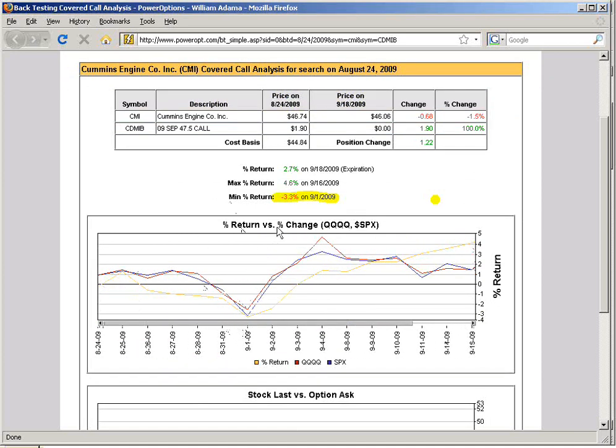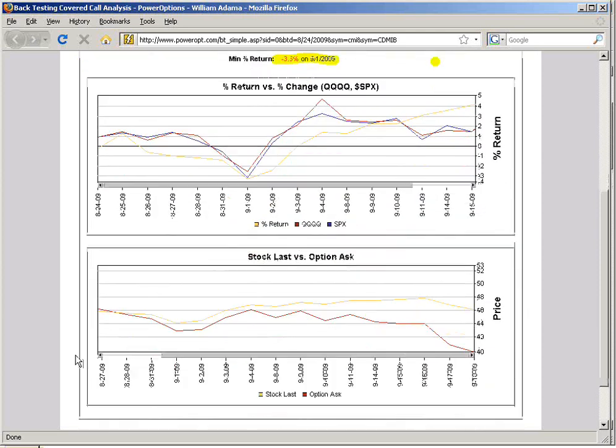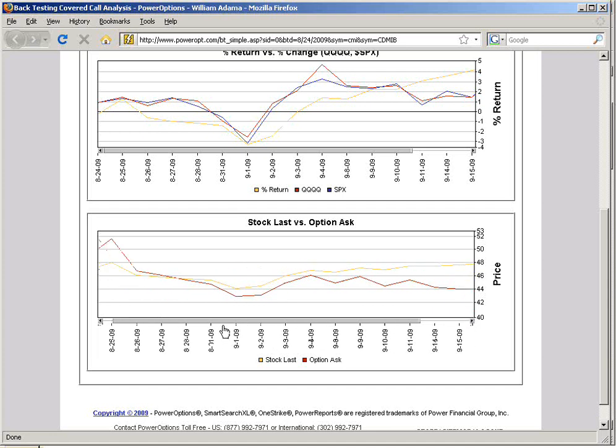Here's my return versus the change. And on September 1st, we see that the Q was down about 1.9% from when we opened our covered call position. SPX was down about 2.3%. There was a pretty big dip there, and that's when our percentage return dropped. Well, how far did the stock drop, and what happened to the option?